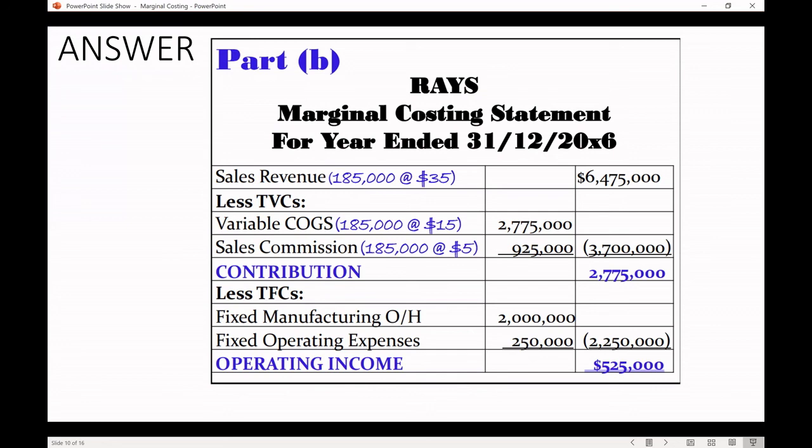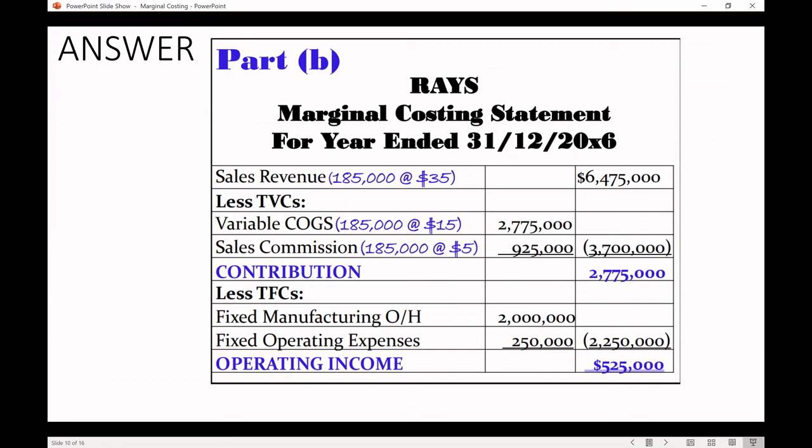The first thing that we start with is your sales revenue. We sold 185,000 goggles at a selling price of $35. That gives us a total of 6,475,000. Remember, we're doing the marginal costing statement.